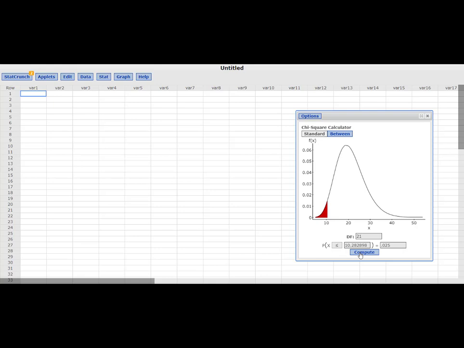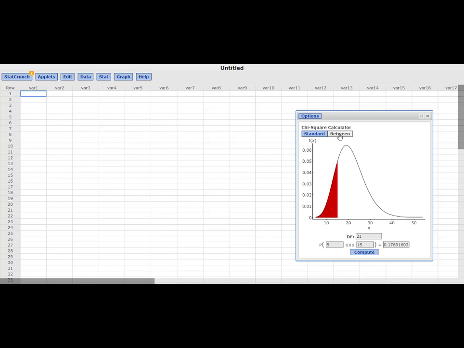And then I can do it again with 0.975 here. When I do compute, I'm going to get the 35.479 that we got off the table. And then I can do the same thing that I did before. Okay, let me show you how you do everything in one fell swoop.